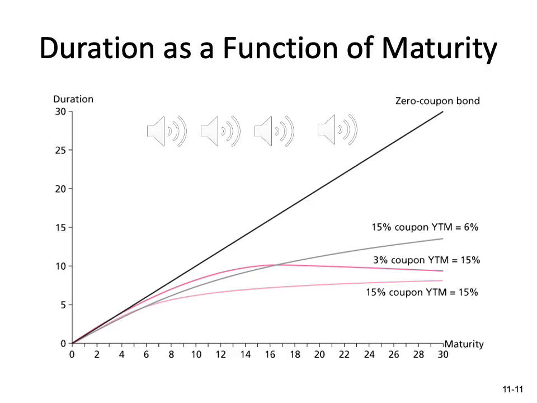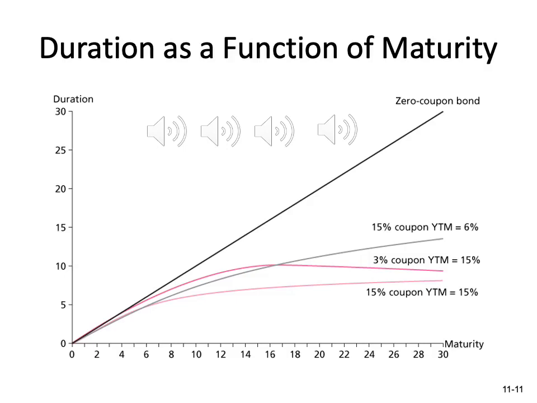Rule number 2 says duration is smaller for bonds with larger coupons. If you look at the 2 pink lines, the dark pink line has a smaller coupon, 3%. The light pink line has a higher coupon, 15%. Both bonds have the same 15% yield to maturity. As you can see, the duration of the smaller coupon bond is higher than the 15% coupon bond.